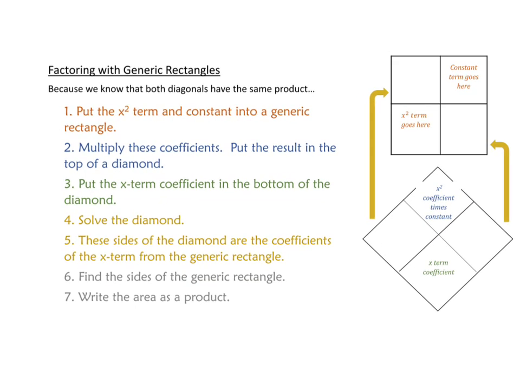I remind you that the basic pattern is ax squared plus bx plus c. So an easy way to think of this is up here at the top it's a times c, and in the bottom we put the b term. And then we solve the diamond. What two numbers added together equal b, but multiplied together equal the top? Once we find that, we find the sides of our generic rectangle and we write a product. Let's take a look at how that's done.